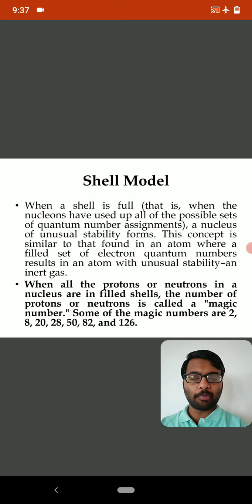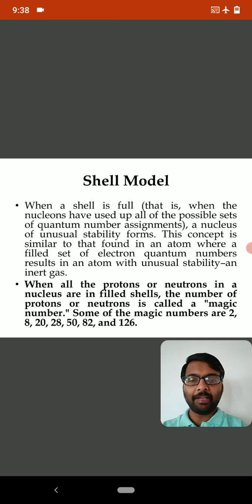When all the protons or neutrons in a nucleus are in filled shells, the number of protons or neutrons is called a magic number. So when the shells are completely filled, the number of protons or neutrons of those completely filled shells are called magic numbers. Some of the magic numbers are 2, 8, 20, 28, 50, 82 and 126.